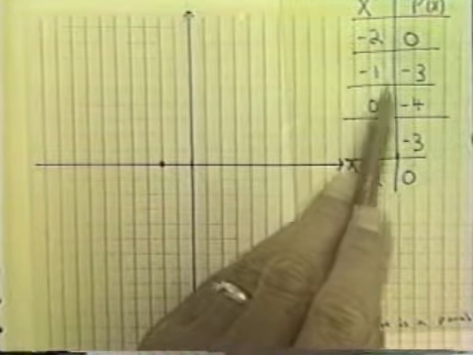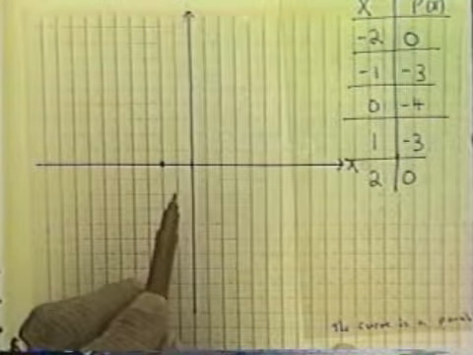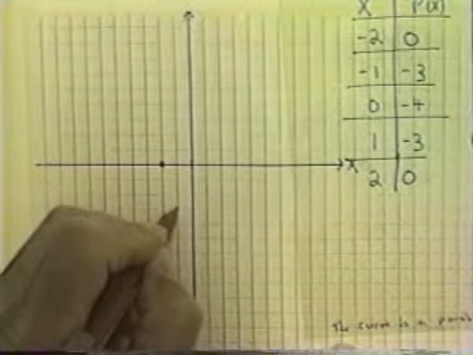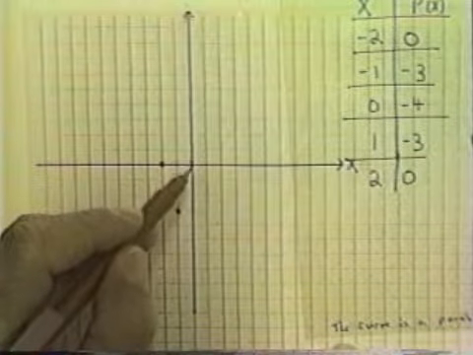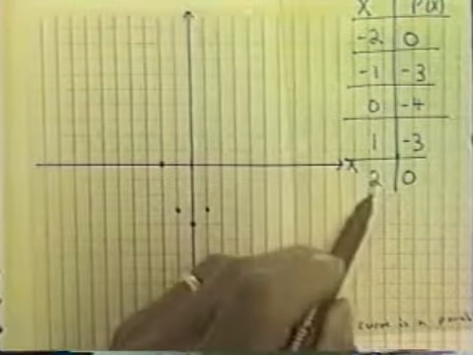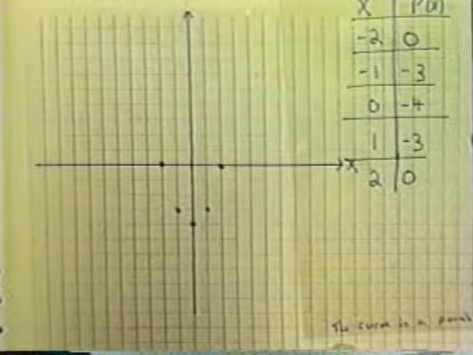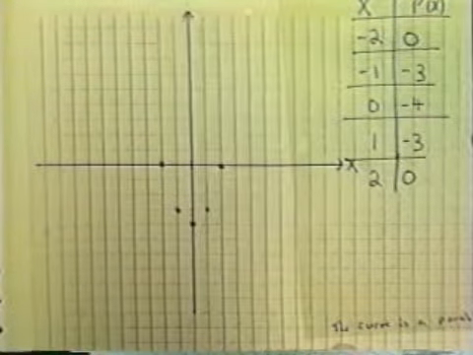Here I have x is negative 1, y is negative 3. So I go left 1 and down 3. Down 1, 2, 3. If x is 0, which means I go left and right none, I come down 1, 2, 3, 4. I go right 1 and down 3. And for this one, I go right 2 and up and down none. So that would be step 3, plotting the points.